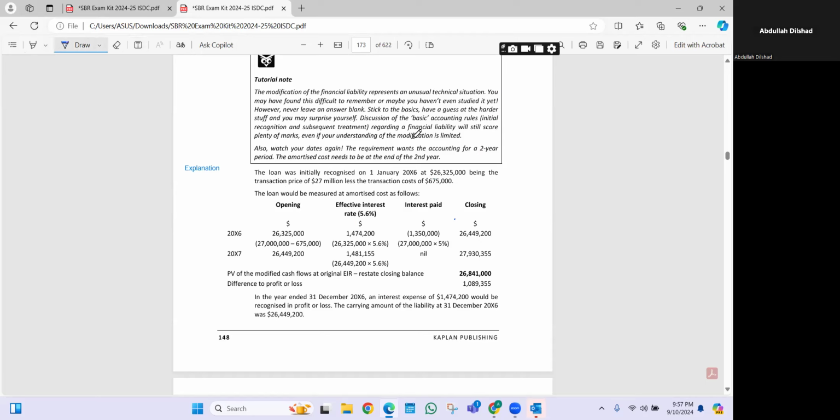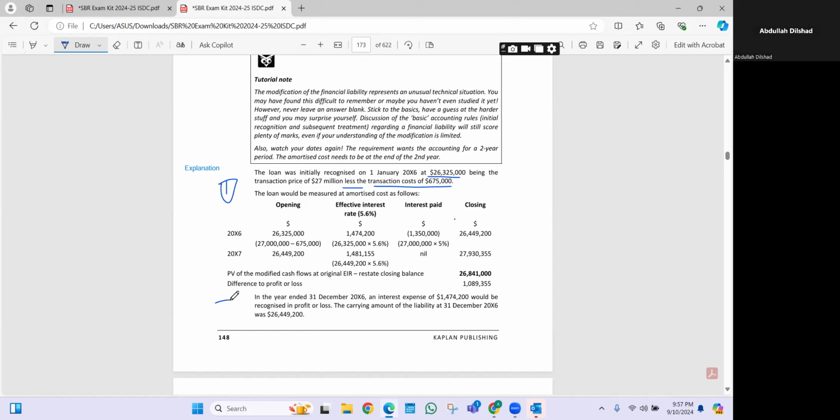What you need to mention is that the loan has to be recognized at 26,325. Why? After deducting your transaction cost. This is your 1 mark.